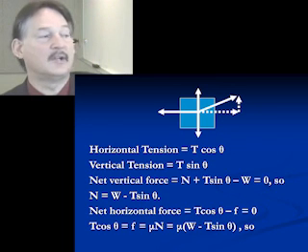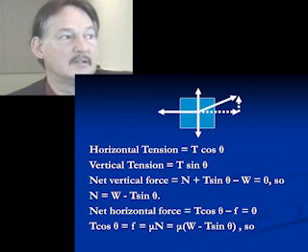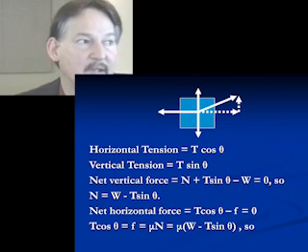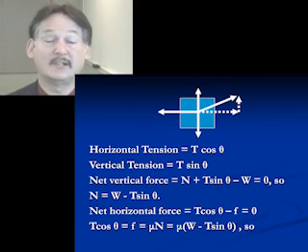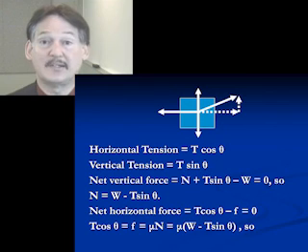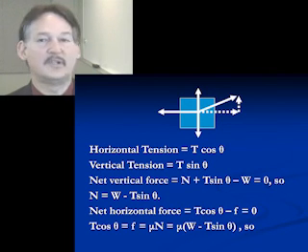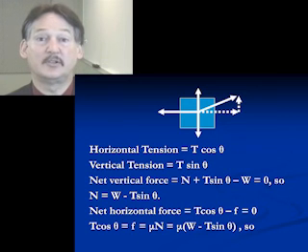So in the vertical direction, we have the normal force acting upward, the portion of the tension acting upward, and the downward weight, and those have to equal 0 because the object is not moving vertically. So there's no acceleration in the vertical direction. That shows us that the normal force is actually the difference between the weight and the portion of the tension in the vertical direction.